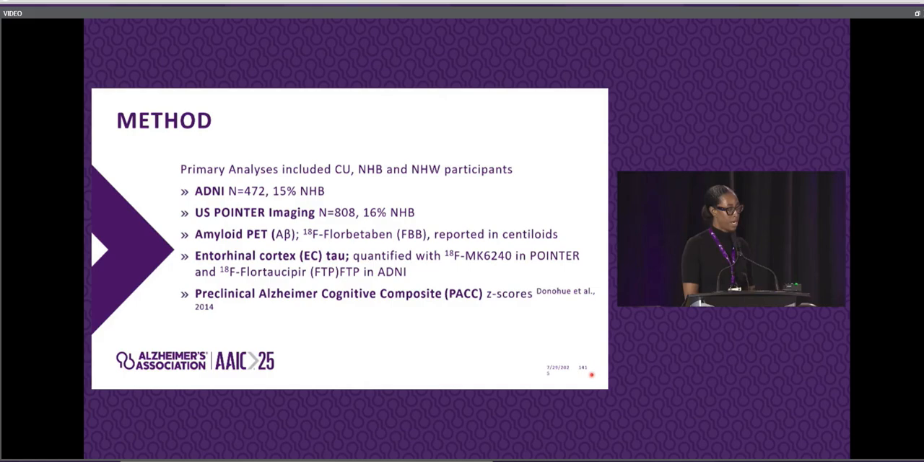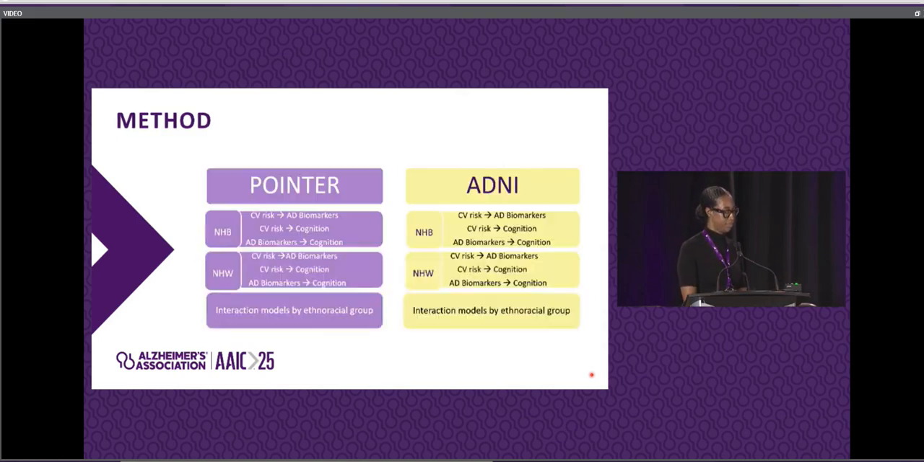So this approach in these primary analyses, again, looked at the cognitively unimpaired Black and white participants in ADNI and US POINTER. We took their baseline amyloid data, which was reported in centiloids, entorhinal tau data, which was quantified differently in each cohort but reported separately, as you'll see, and the Preclinical Alzheimer Cognitive Composite. For the US POINTER study, this includes everyone's baseline data, and for the ADNI study, this includes the earliest tau scan and corresponding amyloid PET and cognitive data.